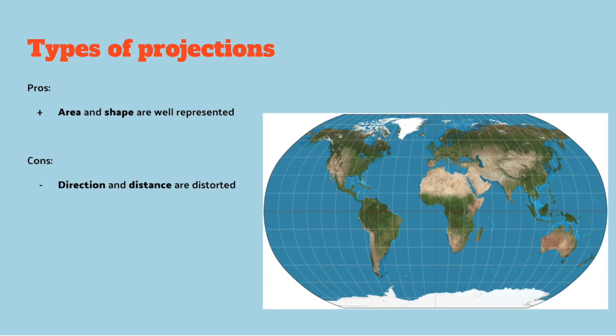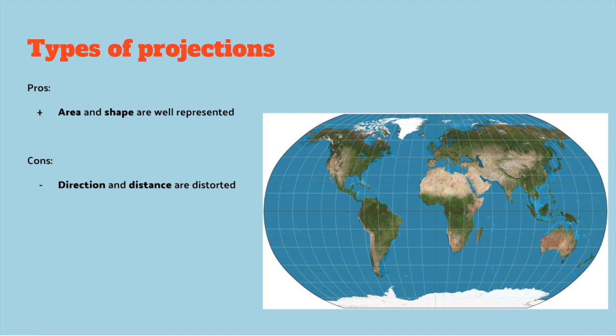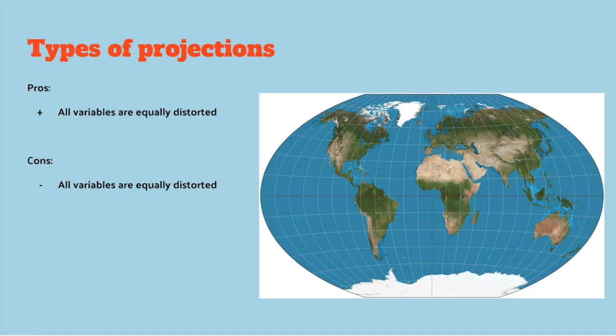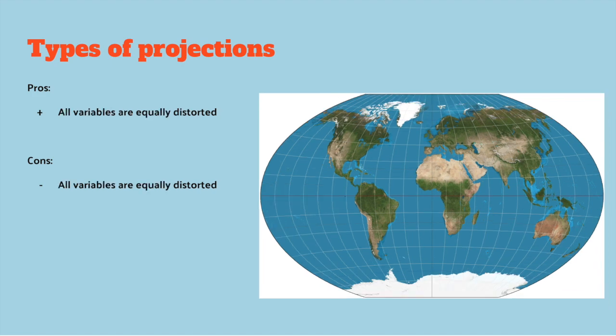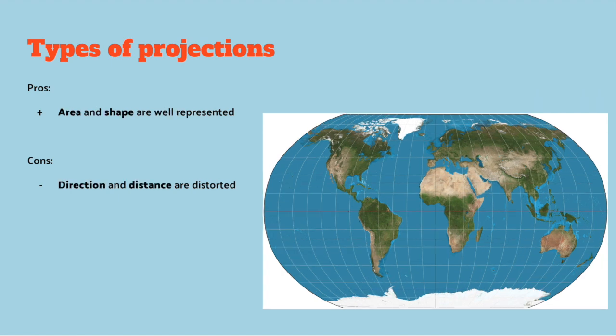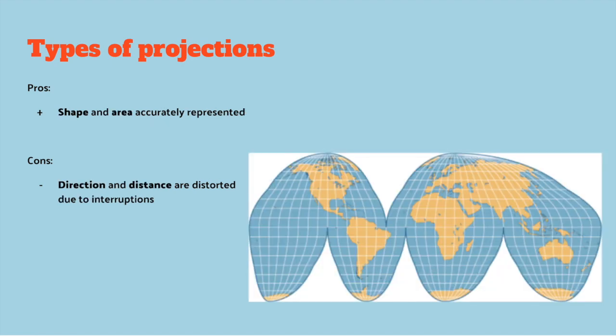This third map is very similar to Robinson, but is quite different. This is a Winkel tripel, and all variables are equally distorted. Area, shape, direction, distance, all of them are distorted. So perhaps that's a pro. Depends on your usage, and that could also be a bad thing. Maybe shape is really important to you. Maybe direction is really important to you. But it doesn't really matter since all of them are distorted equally. So if you're looking for, I guess, the most accurate graph per se, then it would be the Winkel tripel.